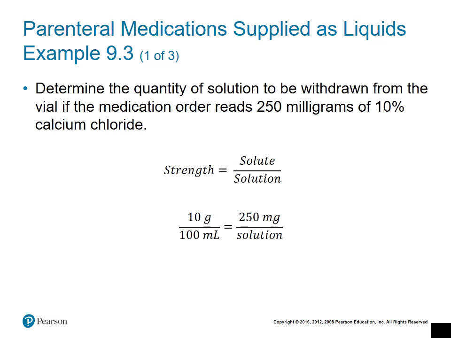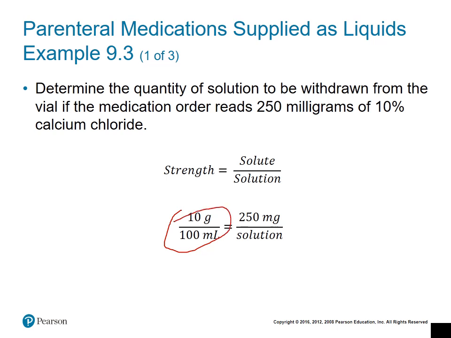Okay, so determine the quantity of solution to be withdrawn from the vial if the medication order reads 250 milligrams of 10% calcium chloride. All right, so here's our equation from the past. Strength equals solute divided by solution. And we have our 10% here. You know that that's the strength. Hopefully you recall that the percent is always going to be the strength. So 10% is 10 out of 100. So we have our 10 grams over 100 milliliters here. And it's going to equal the solute over the solution.